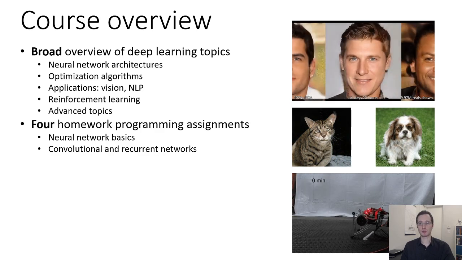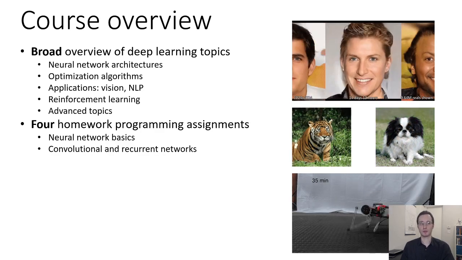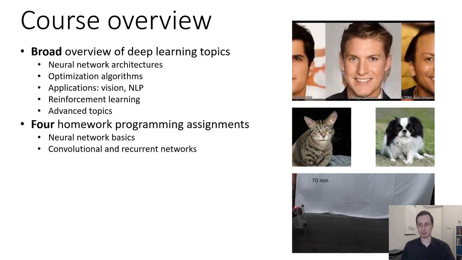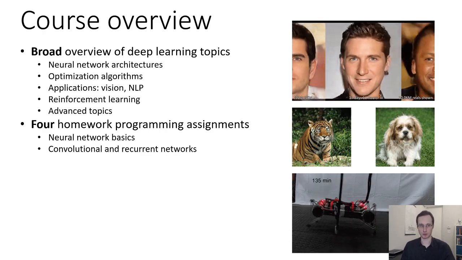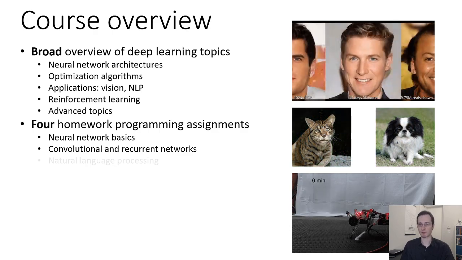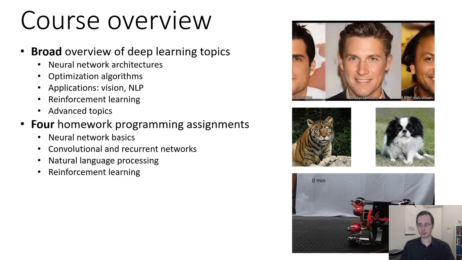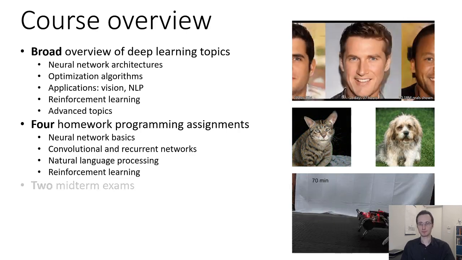We'll have a homework assignment on convolutional networks and recurrent neural networks. So most likely that assignment will involve implementing some kind of image captioning system that has to read in images and maybe produce text. We'll have an assignment on natural language processing, and then we'll have an assignment on reinforcement learning.